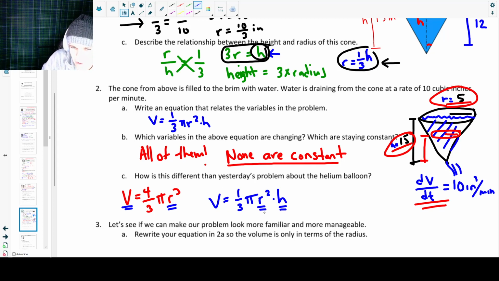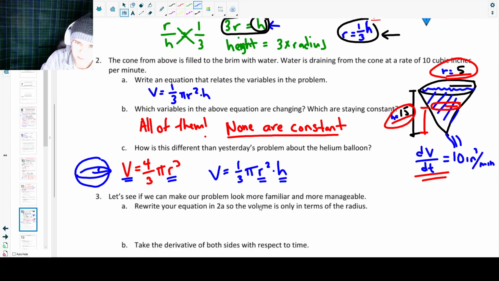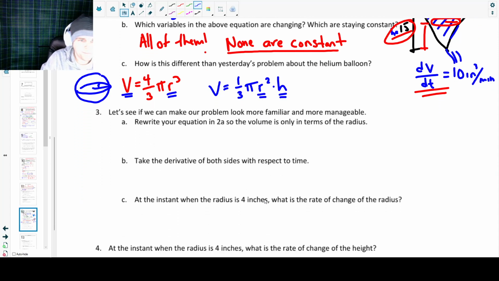Our volume is dependent on two different variables, or really two different functions, because those are going to be changing over time, versus our original problem from yesterday with our sphere. We had a sphere that was a balloon, and it was filling up. The only variable we had was a radius. Again, so that's going to make things a little bit trickier.